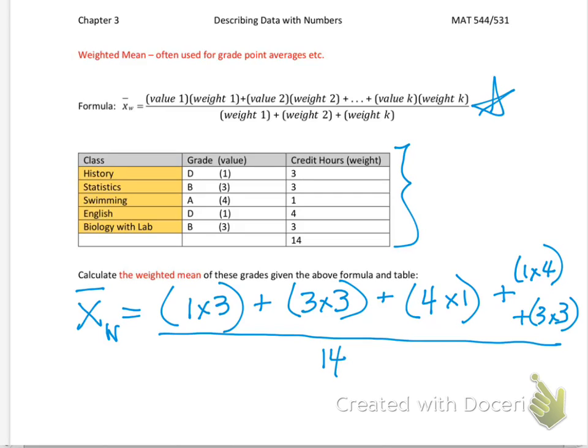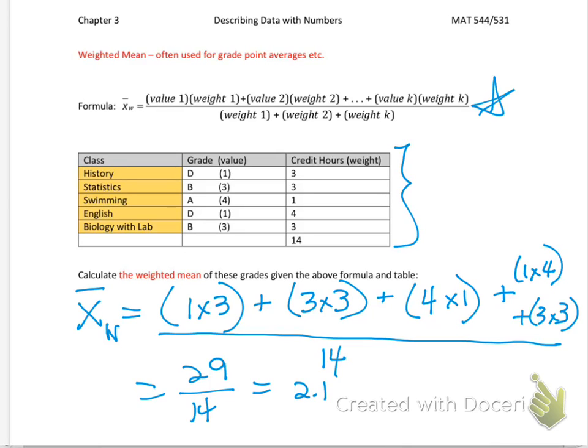So if you do this, you should be getting, your numerator is 29. So try that. Make sure you're getting that. Your weight is 14. That gives you a weighted average of 2.1, which is in the C range. And that seems to be reasonable given the grades that you had. So what really pulled things down? Probably the 2 Ds that were in 3 and 4 credit classes respectively. Okay, getting an A in swimming was not enough to balance that out and to bring it up above a C.